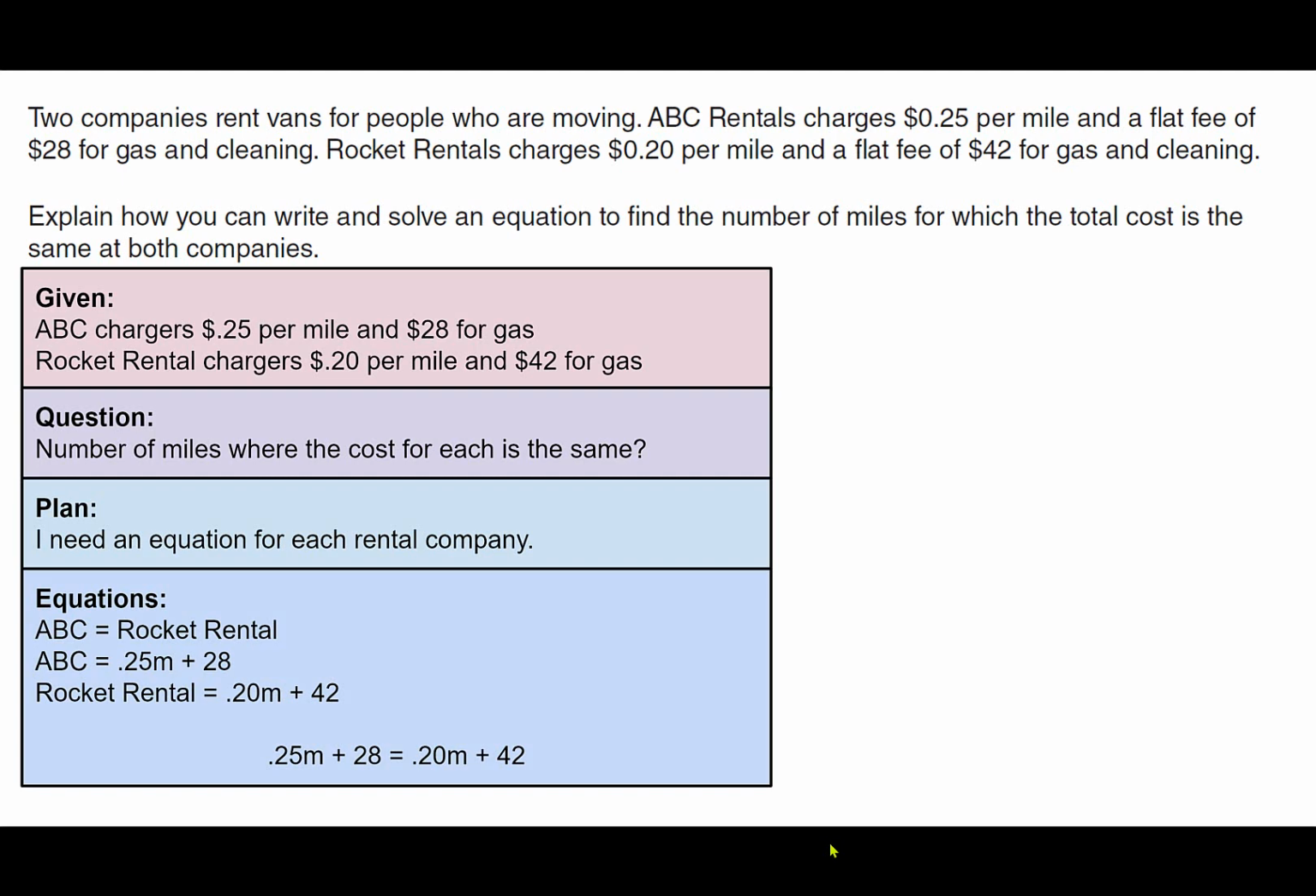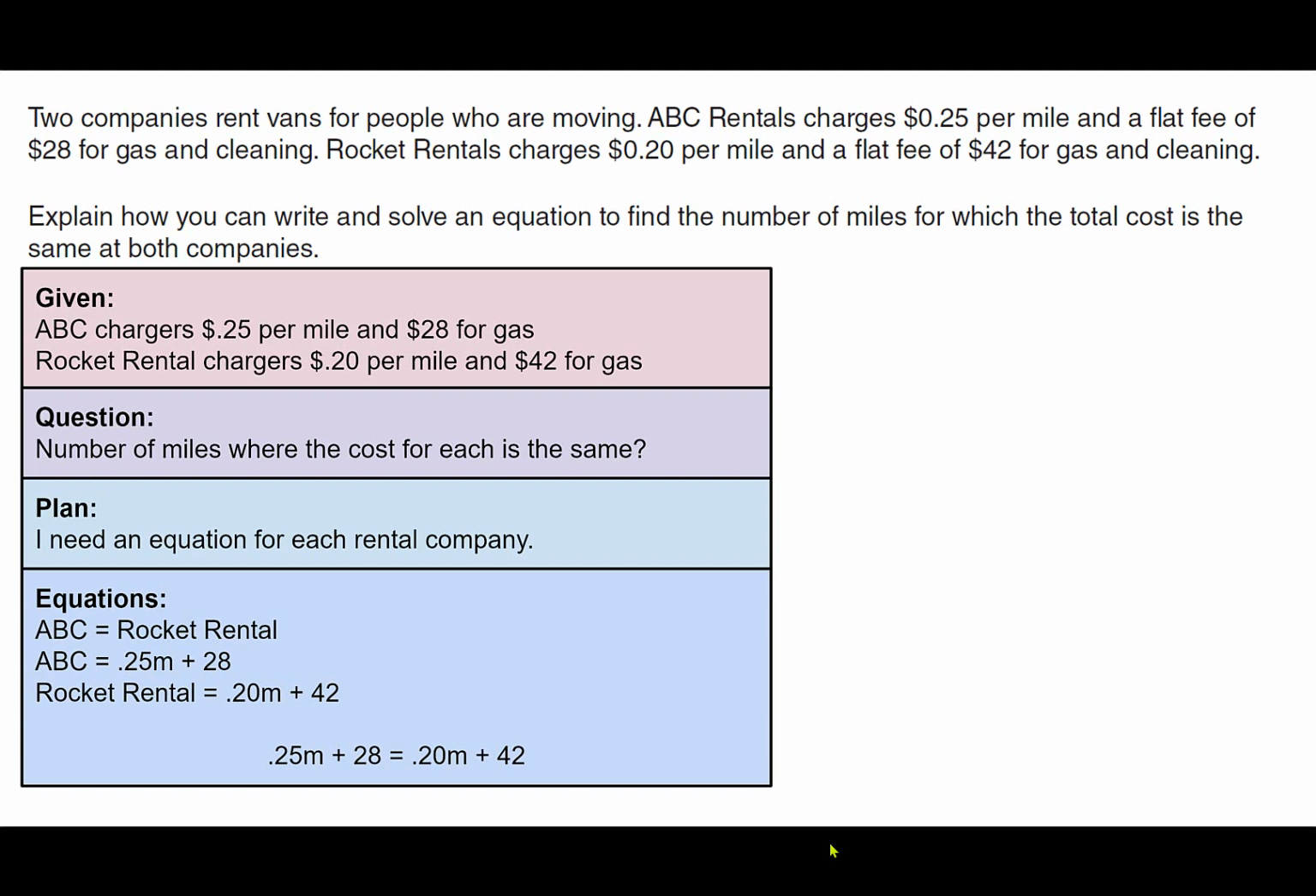So I wrote an equation. I did go ahead and put down that the ABC rental company and the Rocket rental company are going to be equal because we are looking for the total cost when they are the same. And then for ABC, I said 25 cents per mile and used the word per to mean multiplication, but here's why. Because not every time you see the word per is it going to mean to multiply.